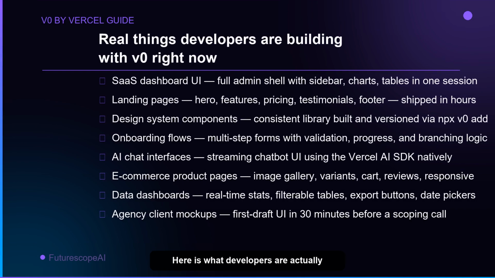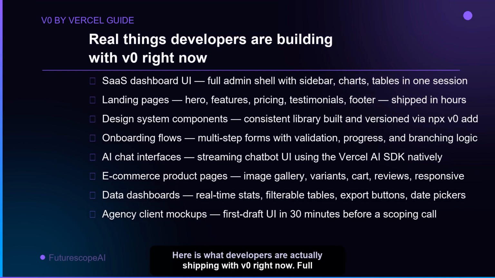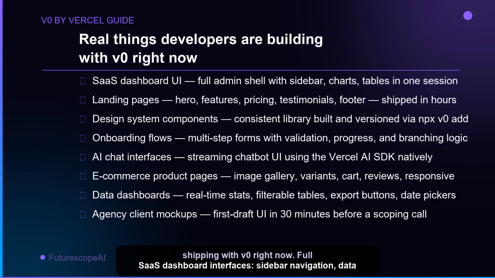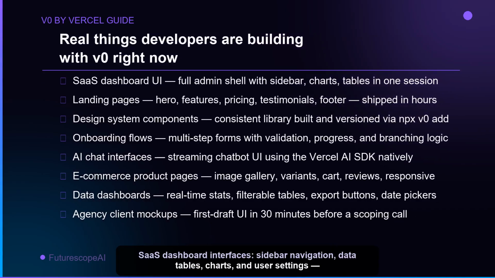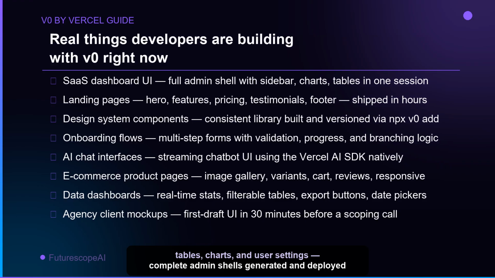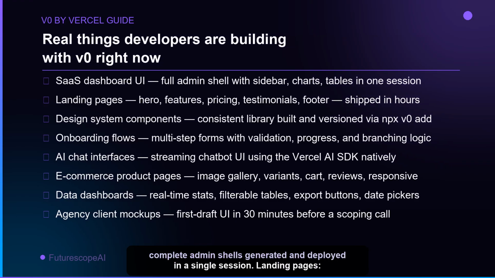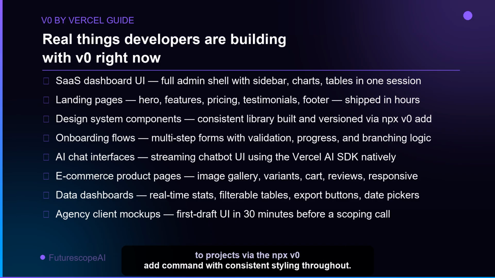Here is what developers are actually shipping with V0 right now. Full SaaS dashboard interfaces, sidebar navigation, data tables, charts, and user settings, complete admin shells generated and deployed in a single session. Landing pages, hero section, feature highlights, pricing table, testimonials, and footer shipped in hours instead of days. Design system component libraries, built, iterated, and published to projects via the npx v0 add command with consistent styling throughout.